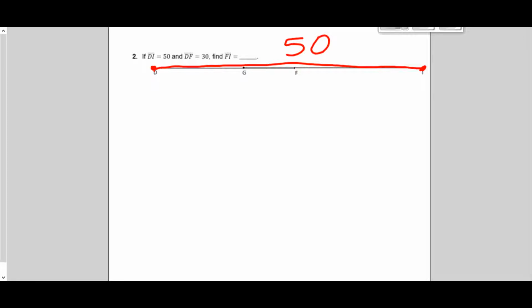DF, so from D to F, from here to here is 30. We want to figure out how big it is from here to here. So what's this length? What is FI? We can use the information that we know. We know DI is 50, so we know the whole length is 50. And we know DF, so some of this length is 30.